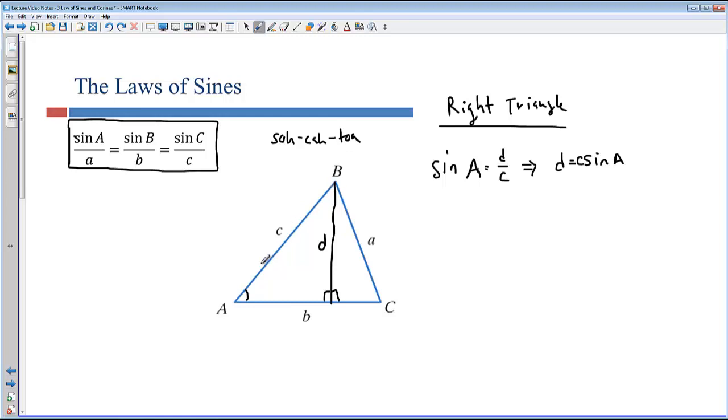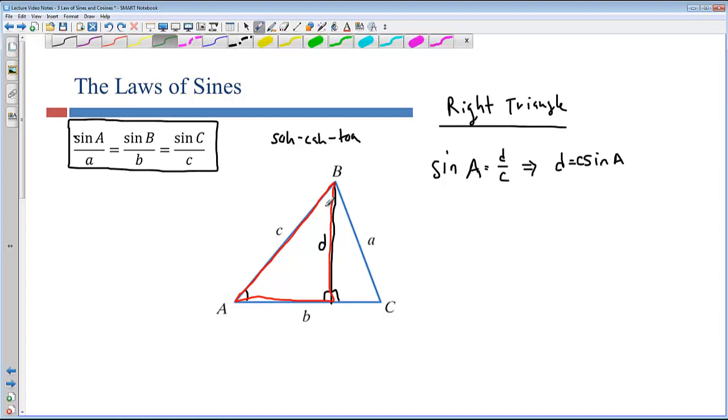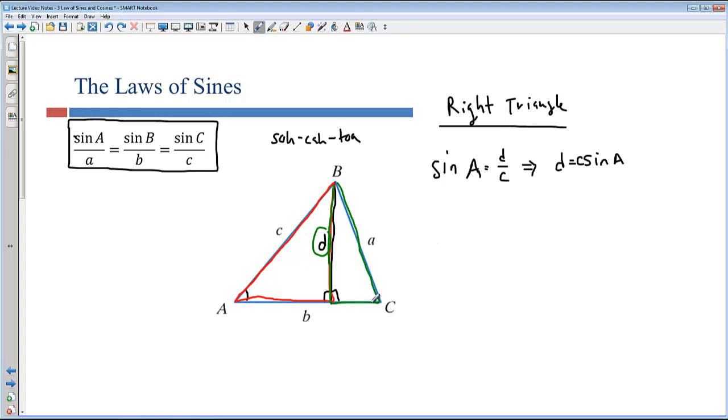Now notice that was just this triangle right here on the left. But there's another right triangle on the right. Here's the one we just used, and now we're going to use the right triangle on the right to create an expression that involves this d. So in this one, you have angle C here, so the sine of angle C is equal to the opposite over the hypotenuse, so it's equal to d over a. And so this implies, if you multiply both sides by a, that d is going to equal a times sine of C.